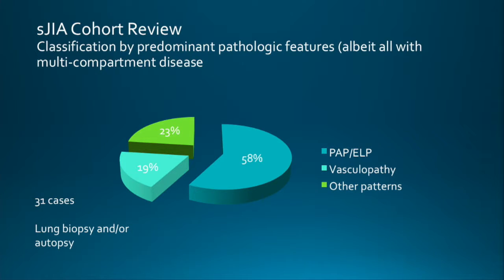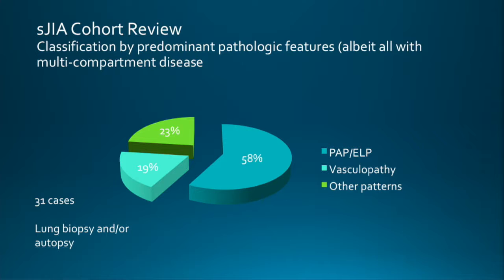Next slide. So hopefully the slide you're looking at now is the graph of the sJIA cohort review. Here what I did is I classified the 31 cases that had a lung biopsy and/or autopsy, so I didn't include the ones with bronchoalveolar lavage or unknown based on absence of lung biopsy. So if you look at these 31 cases and you classify them by the predominant pathologic features, that being said, they all have other manifestations that are not as prominent.